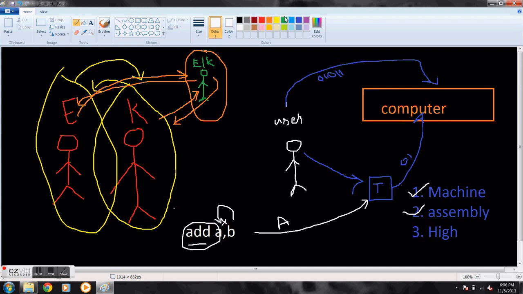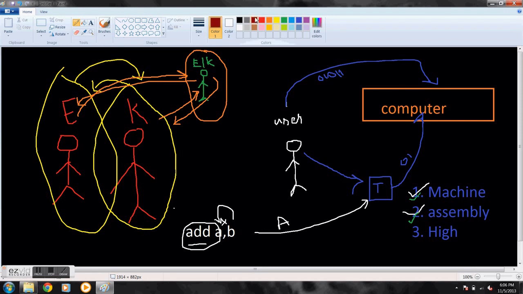Next is that the problem associated with these two languages, both machine as well as assembly level language, is that when you write a very large code, it is very difficult to debug. So the debugging process becomes a very lengthy and tedious task. So the problem associated with these led to the development of high level language.